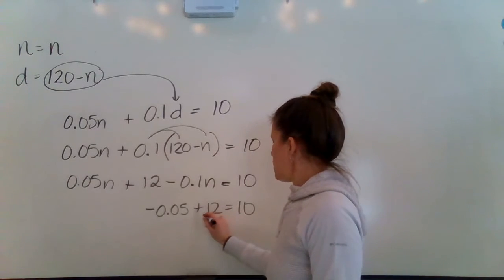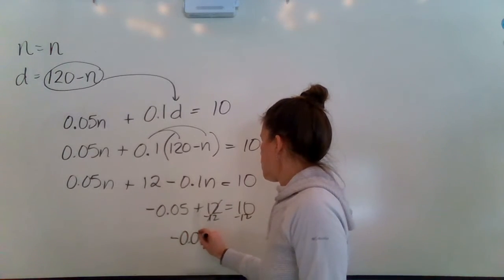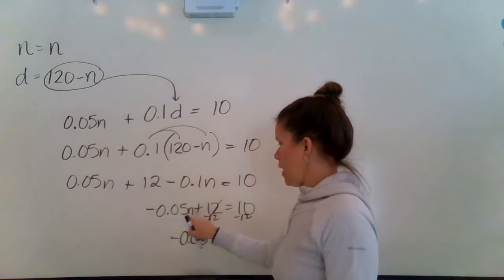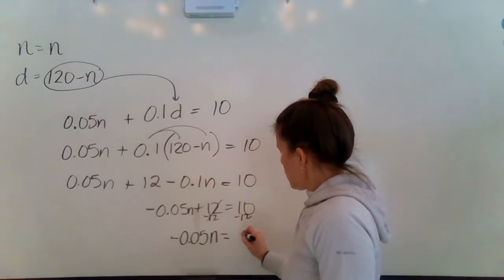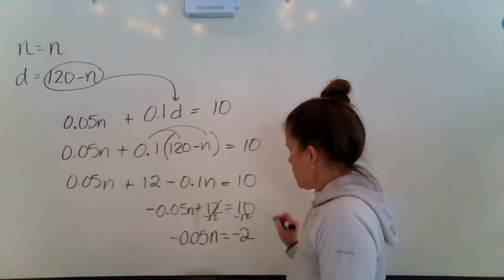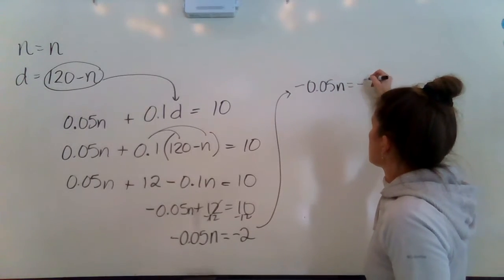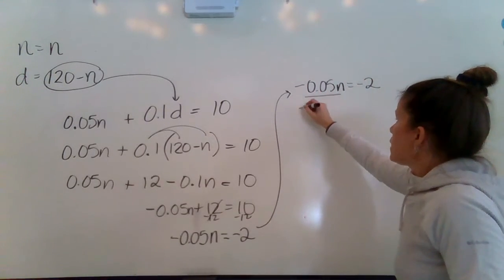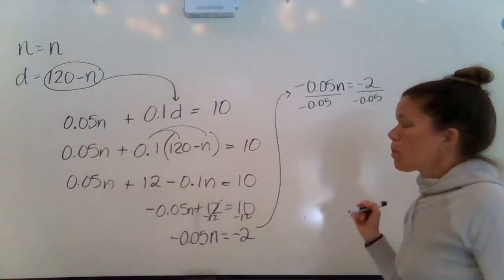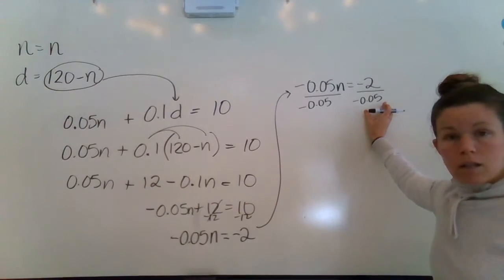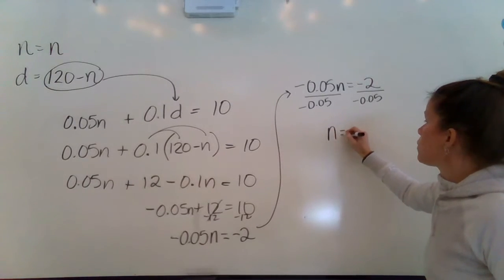Minus 12 from both sides, so minus 12, minus 12. So it's negative 0.05 n. I forgot my n there. I am making mistake after mistake. You can see how you might make mistakes. So I have negative 0.05 n equals negative 2. So divide by negative 0.05. Well, I know that there are 20 0.05s in every one, so I think there are 40 here. So n equals 40.